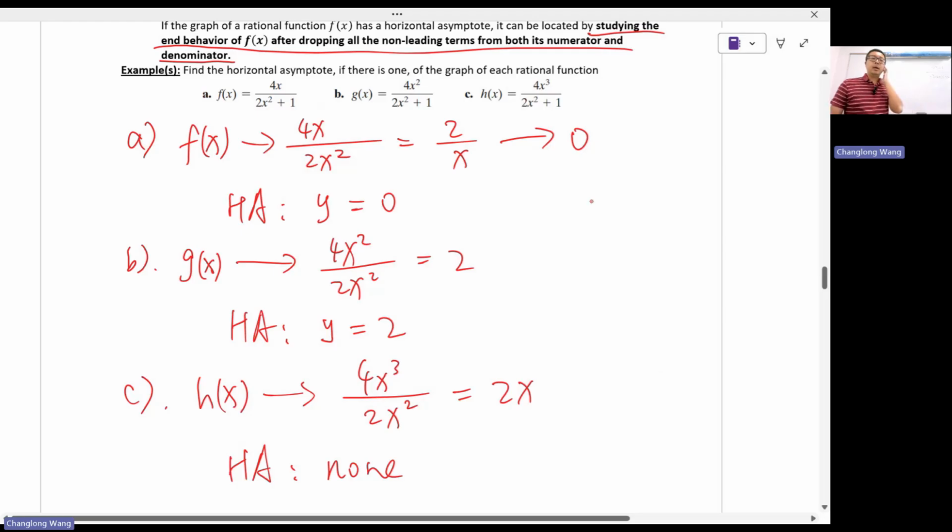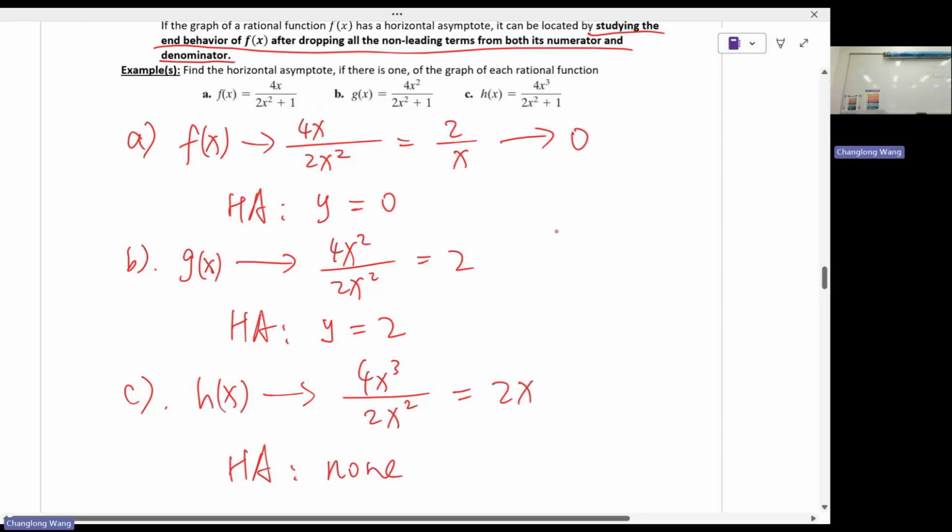But at this point, I hope you realize that to tell whether you should expect an HA, you don't really have to go through the math and figure out what the HA is. Do you see that in the first two cases, the reason why we have an HA, that means as you're taking x to be super large, you're able to reach either a constant 0 or a non-zero constant? That's because the degree of the numerator is less than or equal to the degree of the denominator.